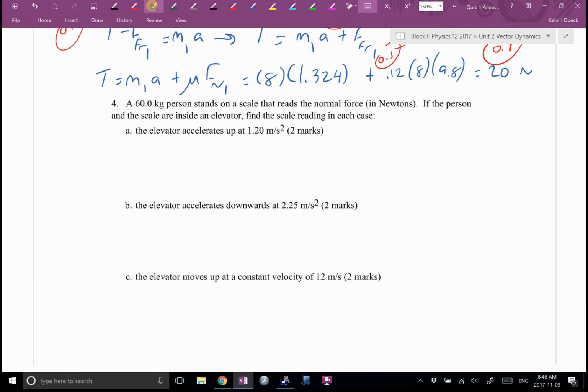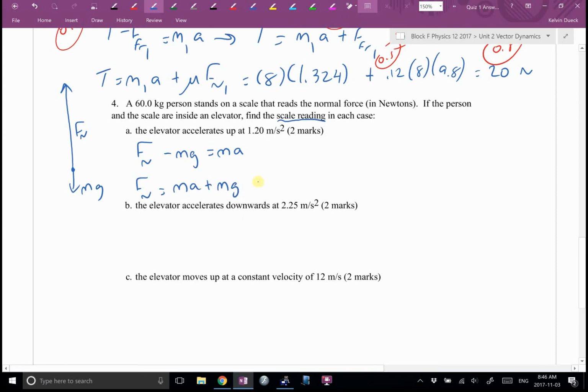So we're accelerating up. That means there's a winning force up. That means my equation is going to be Fn minus mg equals ma. They want the scale reading. No, they don't. What do they really want? So Fn is going to be ma plus mg, or mg plus ma. It's going to be 60 times 1.2 plus 60 times 9.8. Oh, this I can do easily in my head because it's 60 times 11. So it's going to be 660. Yes?